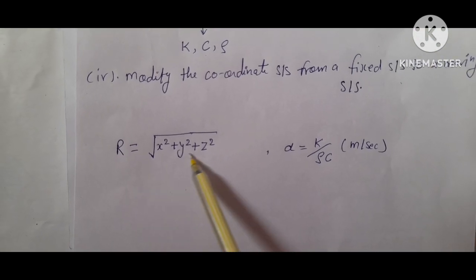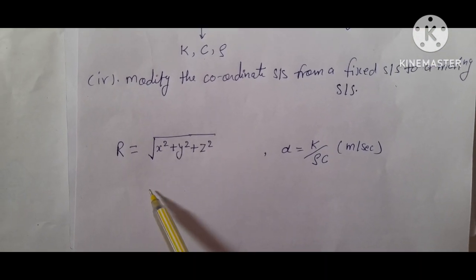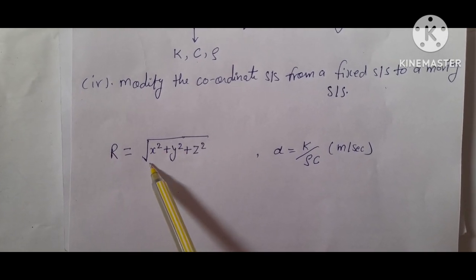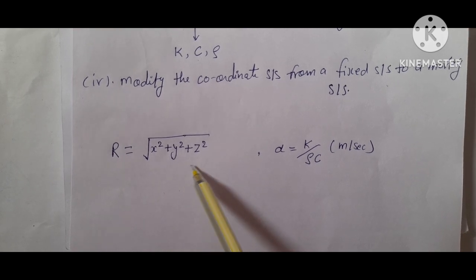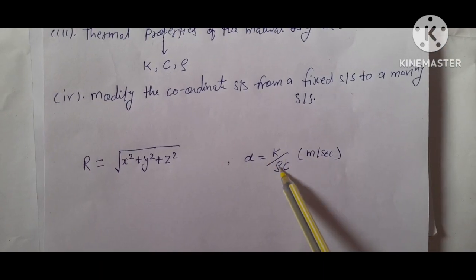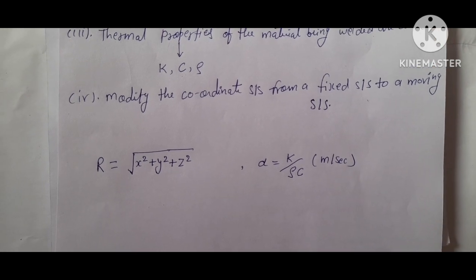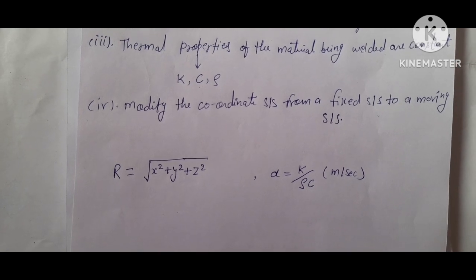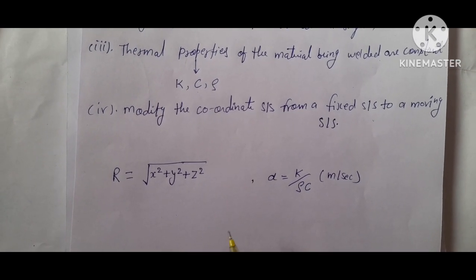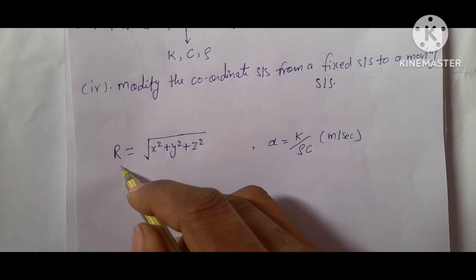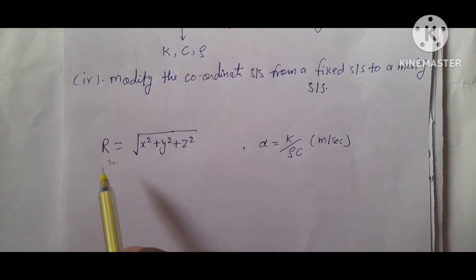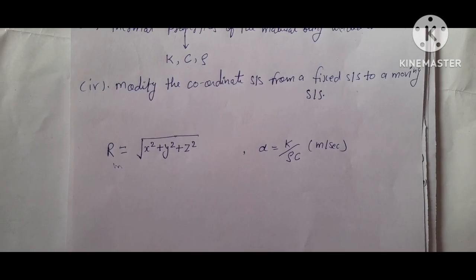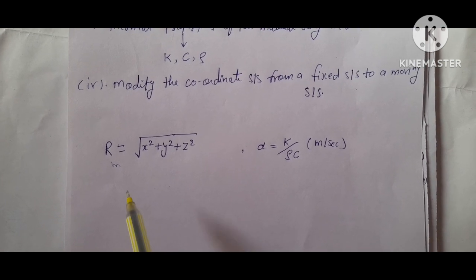Friends, some points to keep in mind for further equation solving. R equals the square root of x square plus y square plus z square, and alpha equals k divided by rho c, in meter square per second. So what is R? R is the distance from the heat source to a particular fixed point, in meters. R is the heat distance from the heat source.